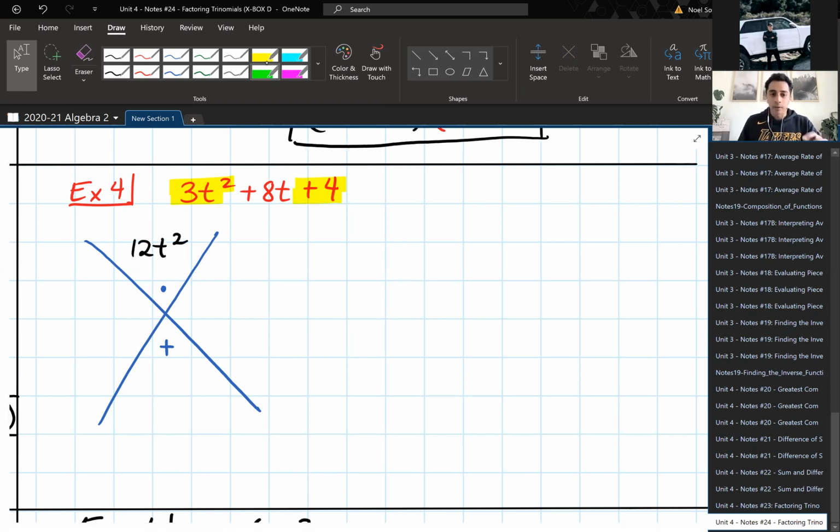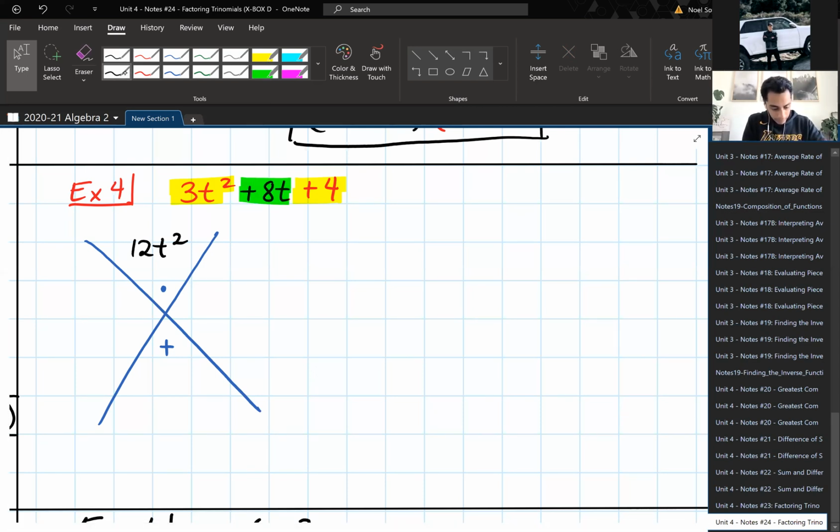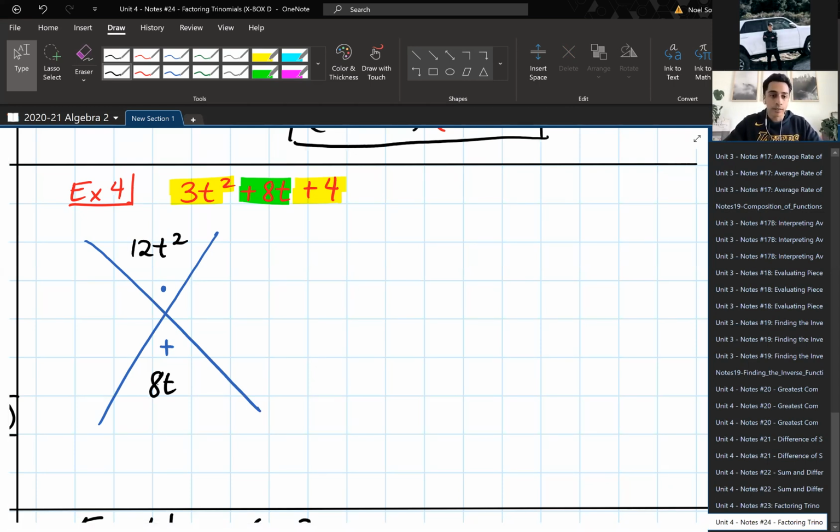All right, what number gets put at the bottom of the X? Do we remember? The middle term, right? The positive 8t, that is what gets dropped here, okay? And so now what we're going to try to find out is, what combination of factors can we find that are going to multiply to be 12t squared, but add up to be 8t?